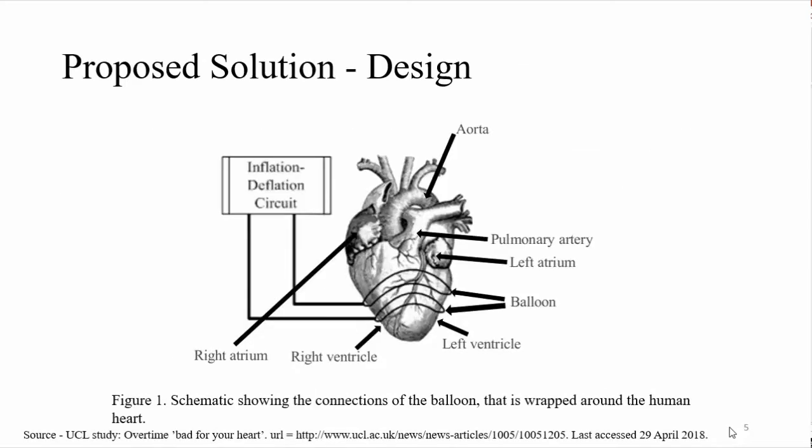So the design of the solution goes like this. This is the balloon that we are using. It's mainly the intra-aortic balloon pump. These are your ventricles, the left ventricle and the right ventricle. There are mainly three kinds of ventricular assist device: the left ventricular assist device, the right ventricular assist device, and the biventricular assist device. We are trying to solve the biventricular assist problem. So we are wrapping the balloon around the entire ventricle, and we are compressing and decompressing the balloon according to the ECG signal. We have an inflation-deflation circuit which inflates and deflates this balloon.